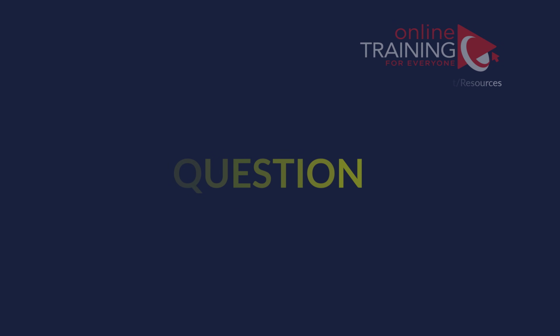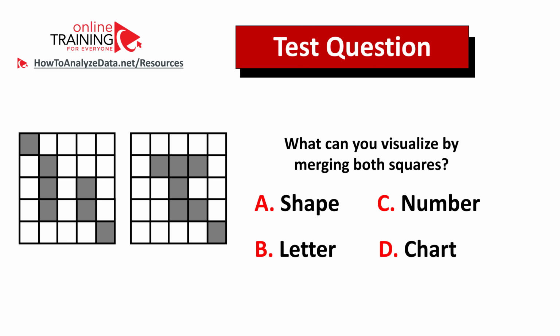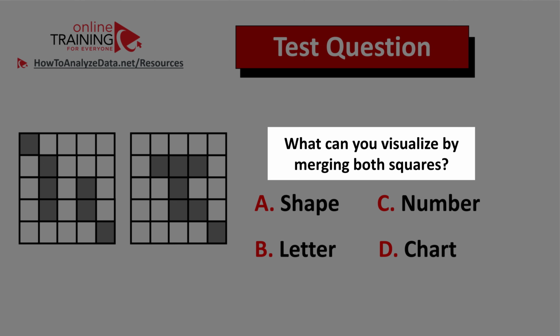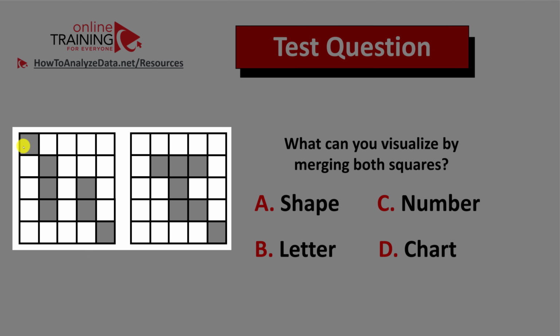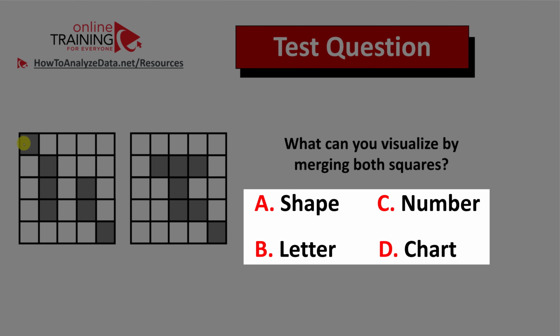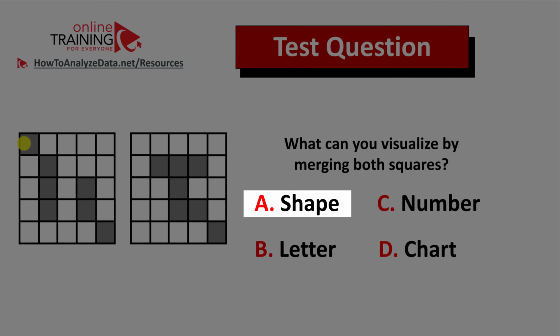Here is the question from the real test, but somehow I have a feeling that you might come up with the answer. What can you visualize by merging both squares? You're presented with 5 by 5 squares on the left, and you have 4 different choices to answer this question. Choice A, shape. Choice B, letter. Choice C, number. And choice D, chart. Do you see the answer?